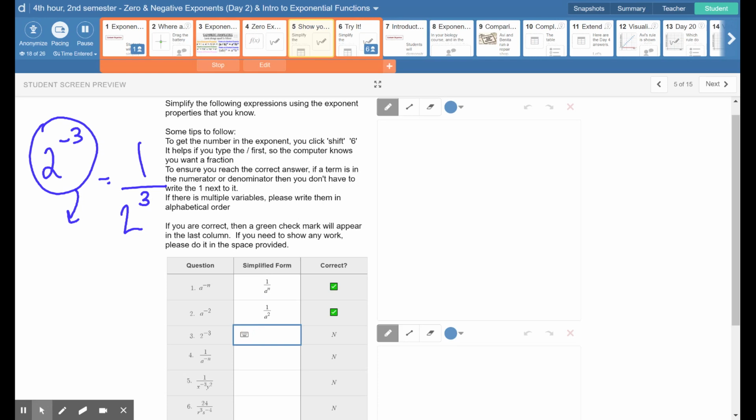Put a 1 on top. And we did it correctly. Now for number 4, this is where things get a little interesting. You want to make sure that you know where the items are.